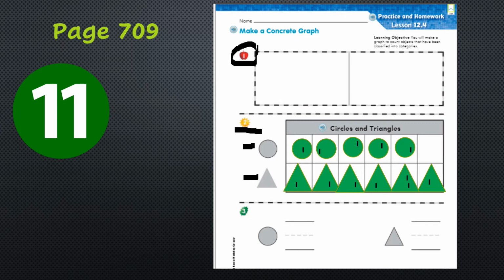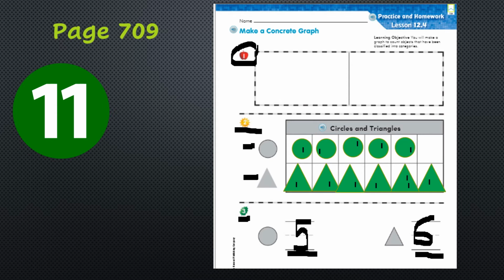When you're done, then we come to number 3, and they're asking us to count how many circles there are. Well, we go back up into our graph and we count the number of circles, and we said there was 5. And then they want to know how many triangles, and we said that there were 6 triangles.